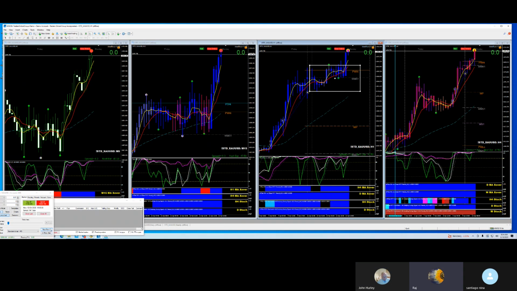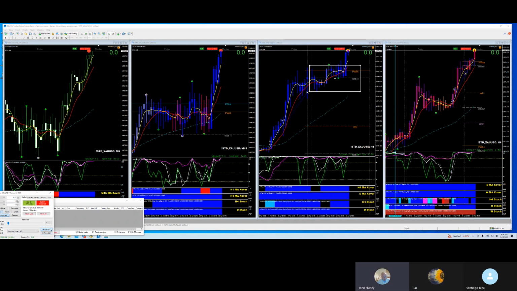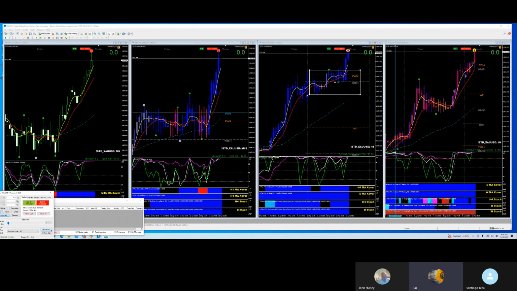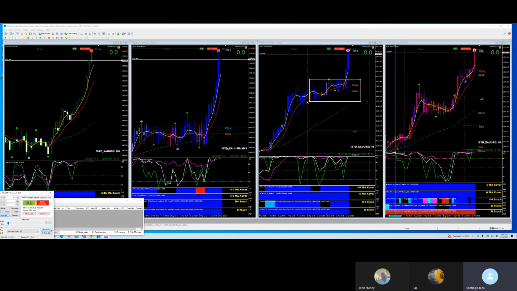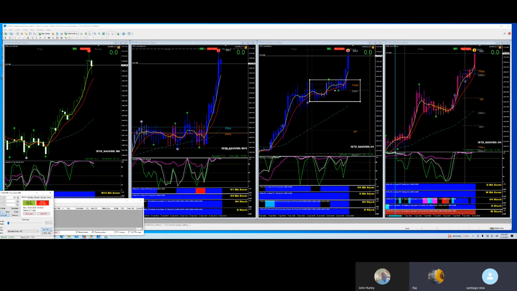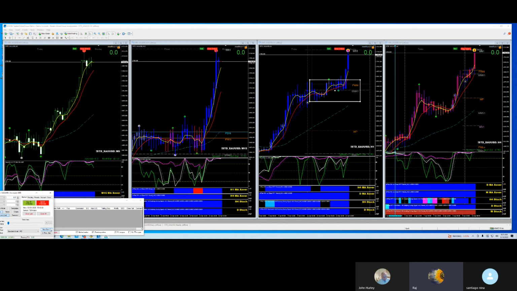What else do we want to see on this? Do you want to see something on the reverse side when the daily and H4 are short? See how that setup works? Look at this. It just broke out again. See, that's the power of it.